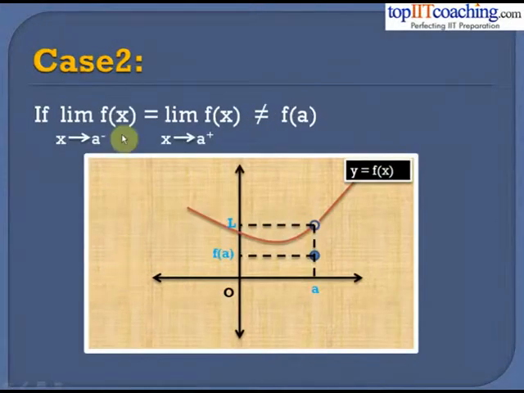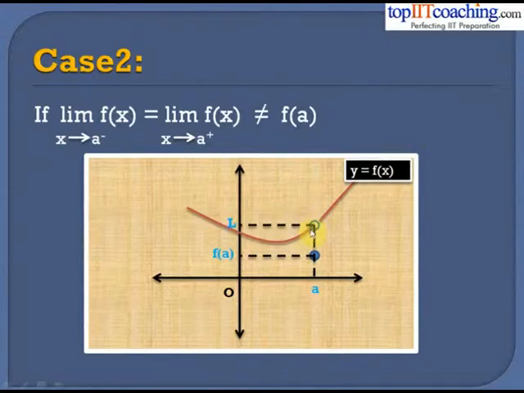Now let's see case number 2, that is the left hand limit is equal to the right hand limit but is not equal to f of a. Now let's try to visualize it. This is the graph of y equal to f of x. Now we see that if we approach a from the left side, then the value of f of x approaches L, and similarly if we approach a from the right hand side, then again the value approaches L. Therefore the left hand limit is equal to the right hand limit and is equal to L.